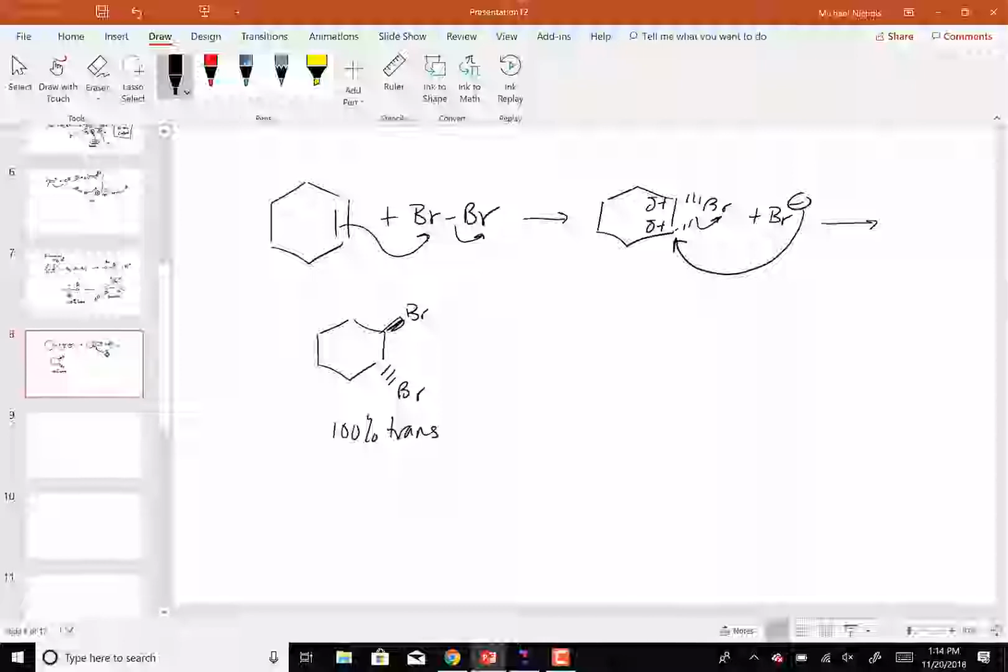It could add technically from the top, and the other one goes below. It could add from the bottom and the other one add from the top. So what's critical is it's a bold dash wedge. The idea is the major product here, well actually the only product, is trans. So you could easily have that, which would be an acceptable product too.